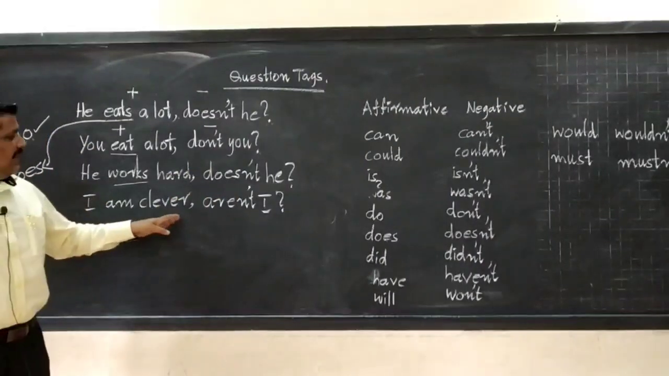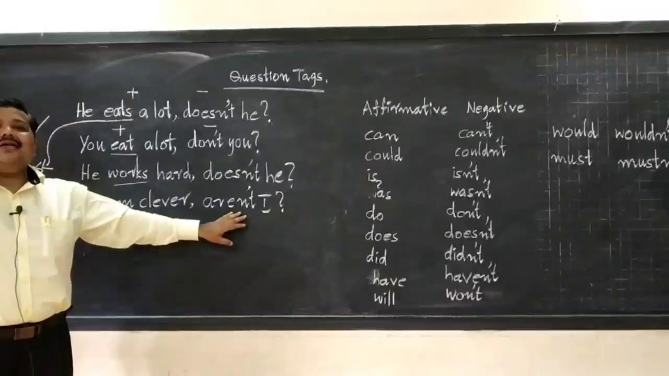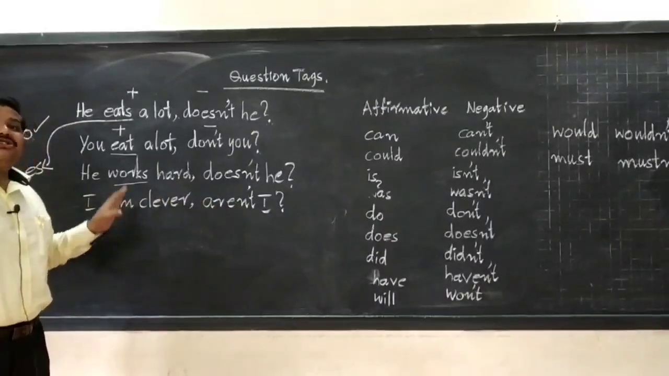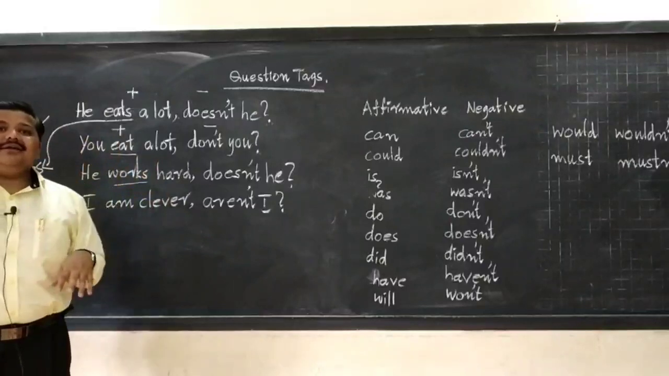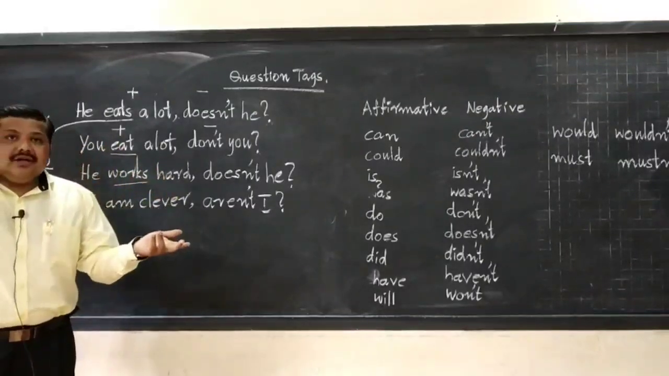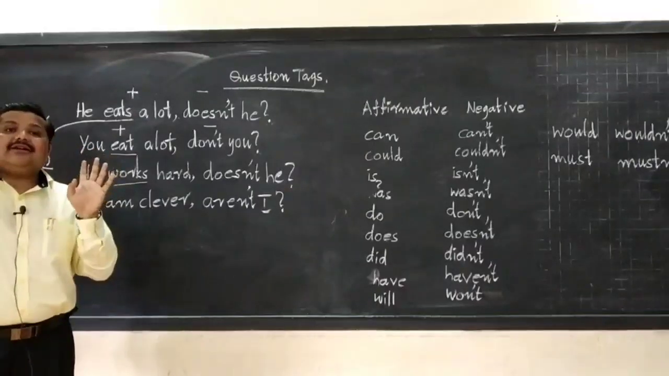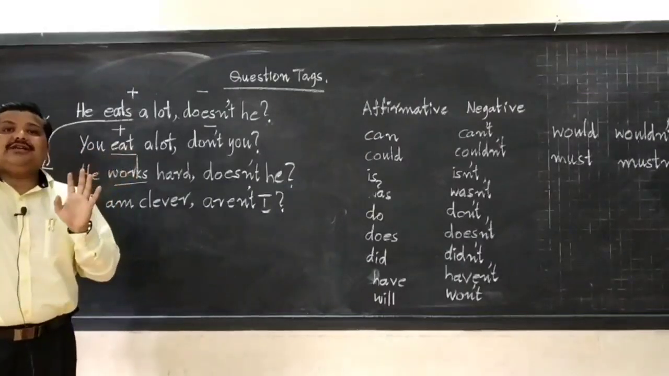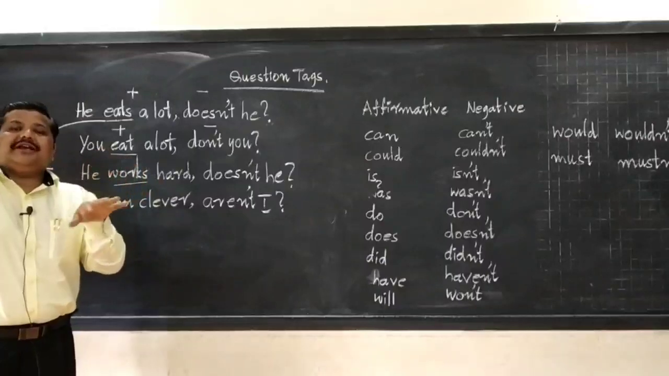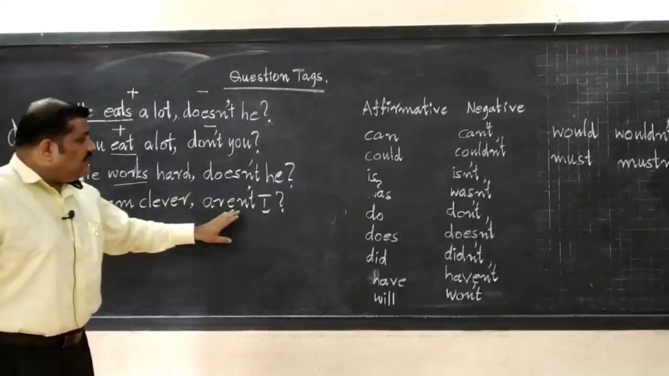So, I am clever. Aren't I? I am a student. Aren't I? I am a teacher. Aren't I? You cannot say am I. If you speak like that, people will laugh at your English, if they know the right English. So it is aren't I.